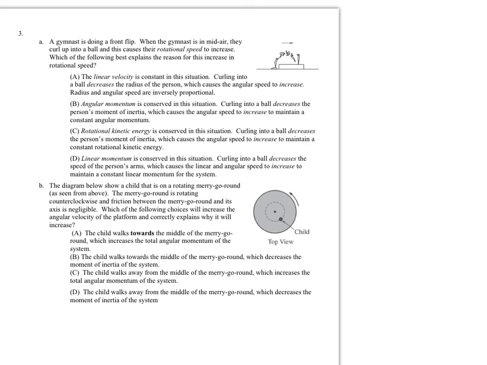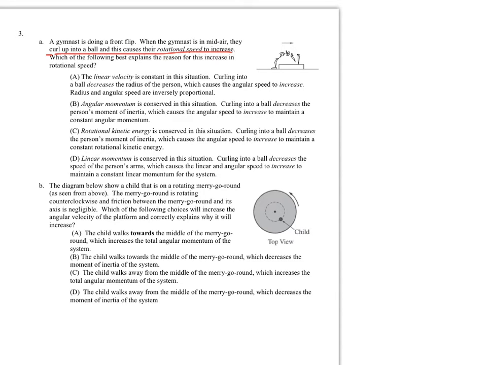Moving on to our last set of questions here. It's really about just the basic ideas of conservation of energy, conservation of momentum, etc. And so the first question, we have a gymnast doing a front flip, and when they are in midair, they curl up into a ball, which causes their rotational speed to increase. And we want to know what explains this reason.